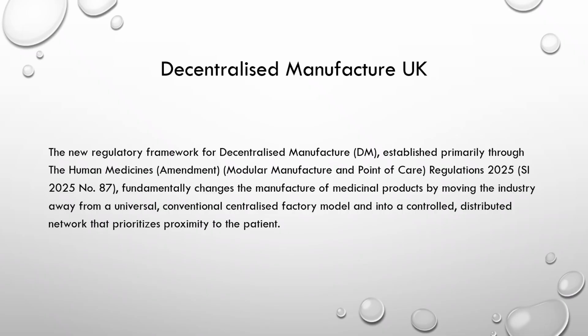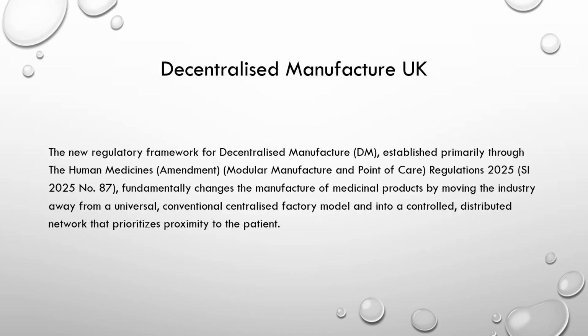Right, so this new regulatory framework for decentralized manufacture was established primarily through the human medicines regulation. The statutory instrument number is SI 2025 number 87, and it fundamentally changes the manufacture of medicinal products by moving the industry, in some cases, away from the universal, conventional, centralized factory model into a much more controlled, distributed network that prioritizes proximity to the patient.